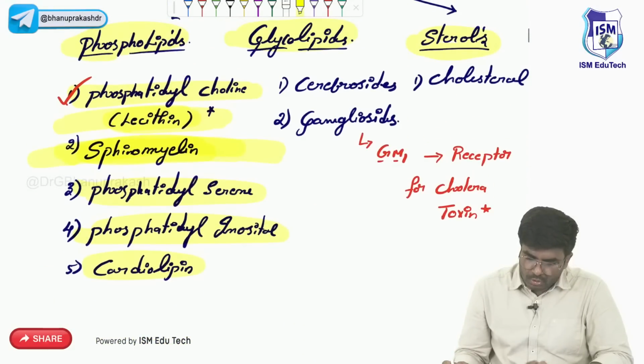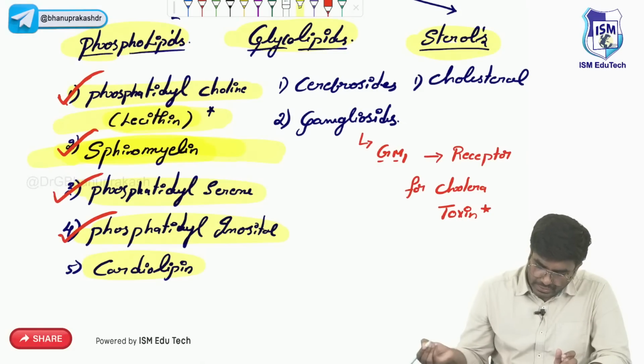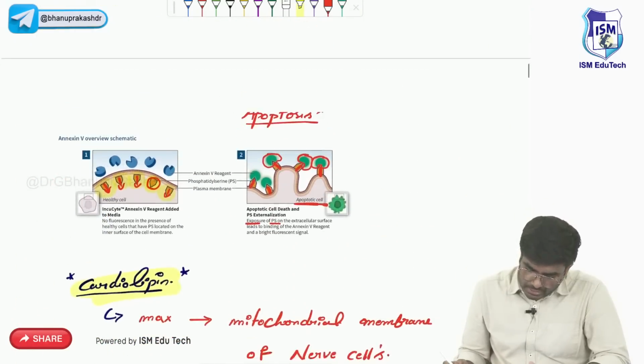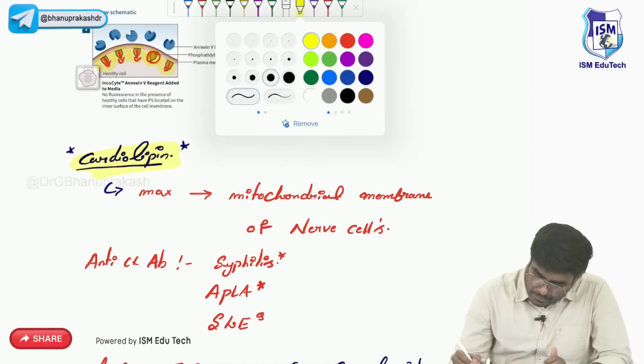Cardiolipin. Guys, don't get confused, I am going in an order. First, I discussed phosphatidylcholine, sphingomyelin, phosphatidylserine, phosphatidylinositol. Right now, I am discussing cardiolipin. The important point regarding this phospholipid is that it is maximally present in the mitochondrial membranes.